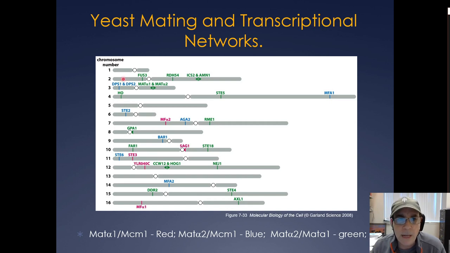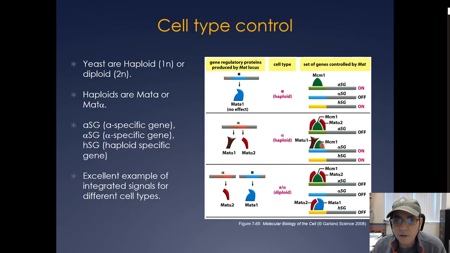We saw this slide last time where we were looking at yeast mating and the transcriptional networks that exist in Saccharomyces cerevisiae. Here are all of the chromosomes in Saccharomyces. What's important to note is that here are all these little promoter elements and enhancers that exist in Saccharomyces. And if we look a little closer, you have to understand a little biology behind yeast.